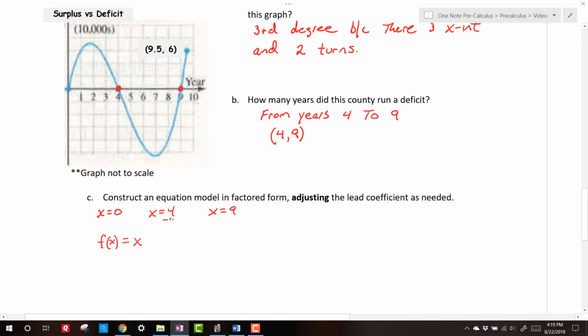My second factor here, to put this back in factored form, I need to subtract 4. Well, if I subtract 4, I end up with x minus 4 equal to 0. Well, x minus 4 is a factor, because normally we're doing this the other way. Normally we're taking our factors and we're setting the factors equal to 0 and solving those. All right, so I have x minus 4, and if I subtract 9 on this guy, I've got x minus 9 equal to 0, which gives me my last factor.